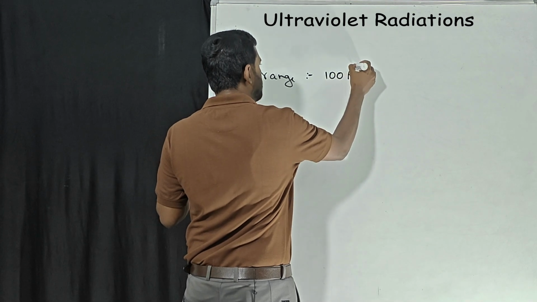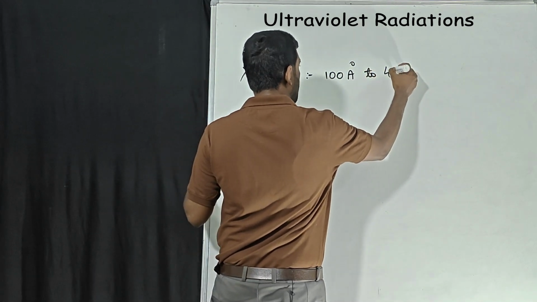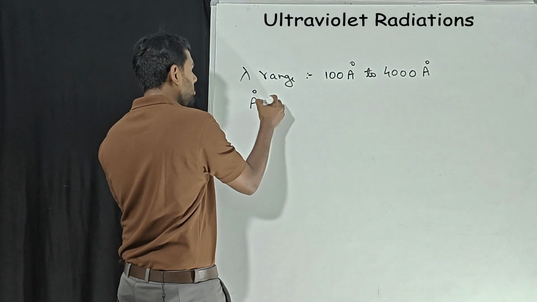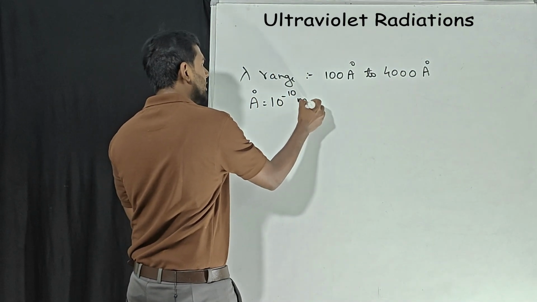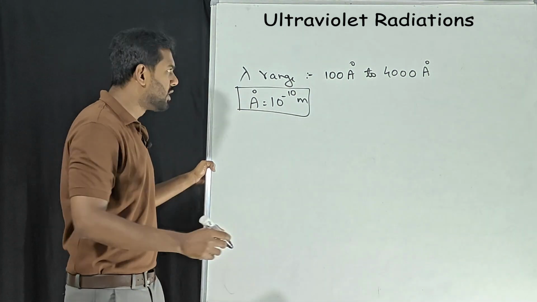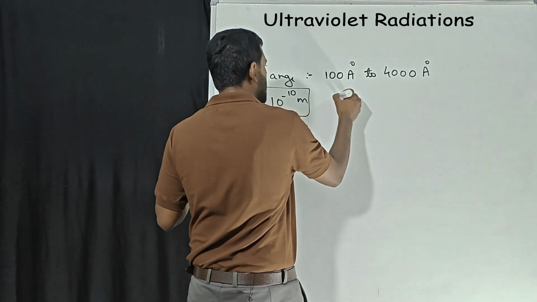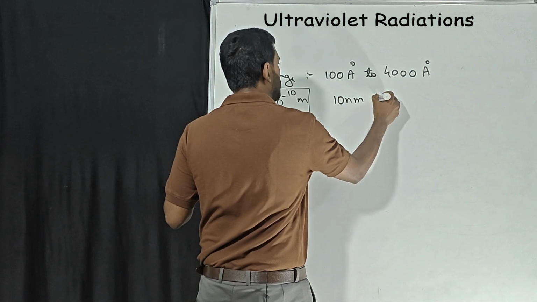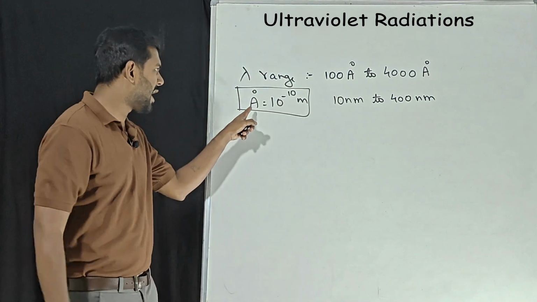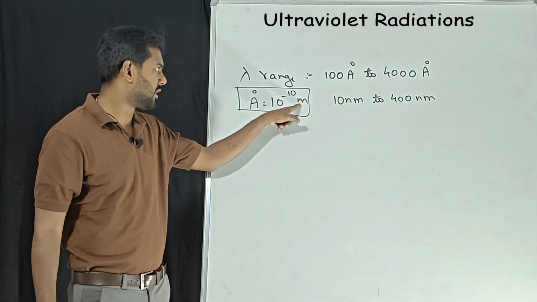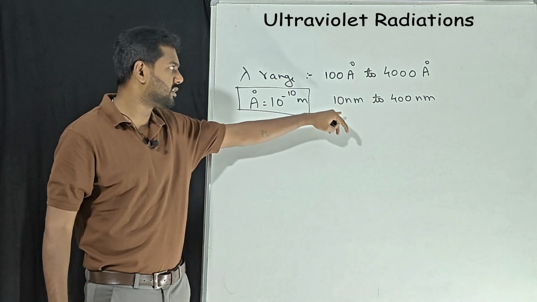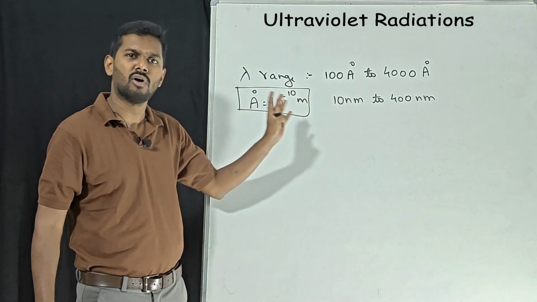100 Angstrom to 4000 Angstrom. Angstrom is equal to 10 power minus 10 meter. Keep this in mind: 10 power minus 10 meter. So you can write this value as 10 nanometer to 400 nanometer. Angstrom is equal to 10 power minus 10 meter. Nano we know is 10 power minus 9. You can write this one or this one. If they give any one, you have to identify.